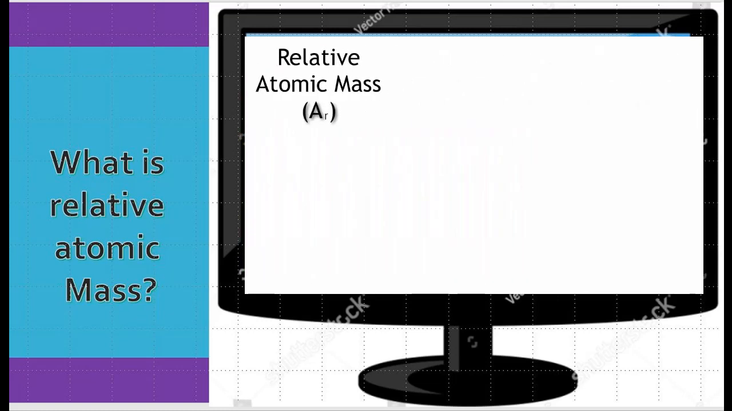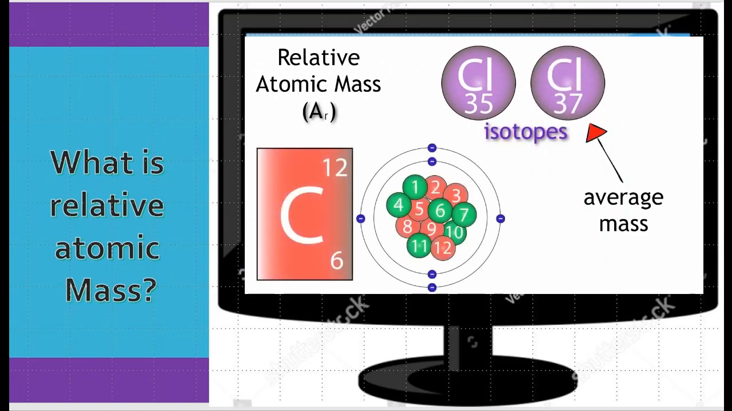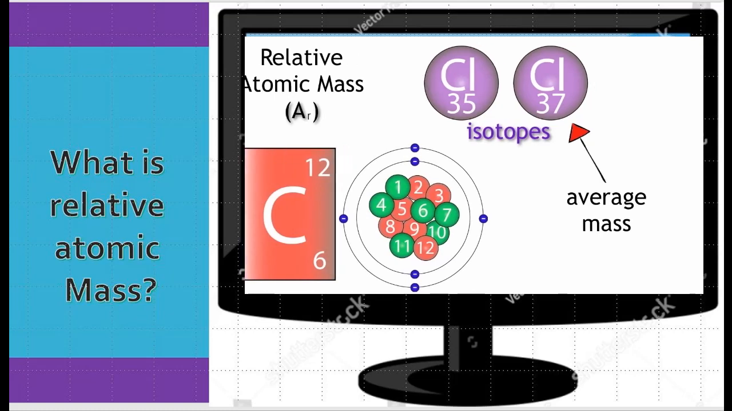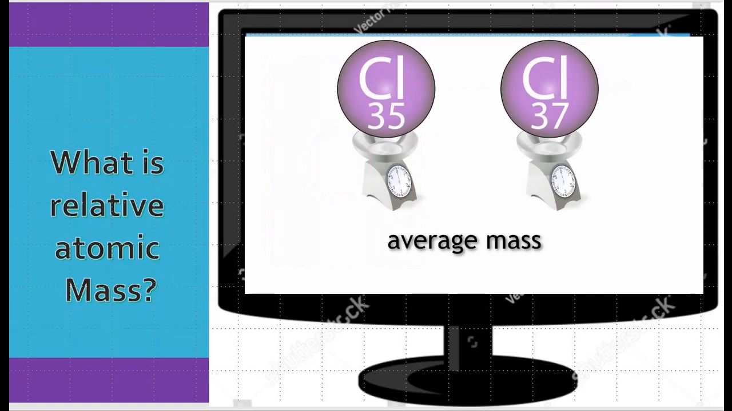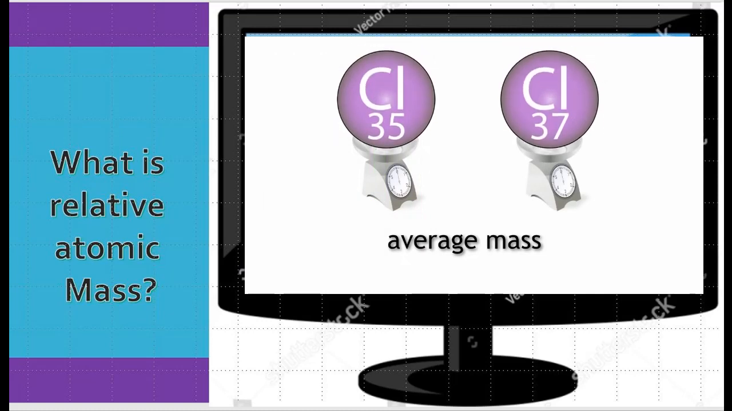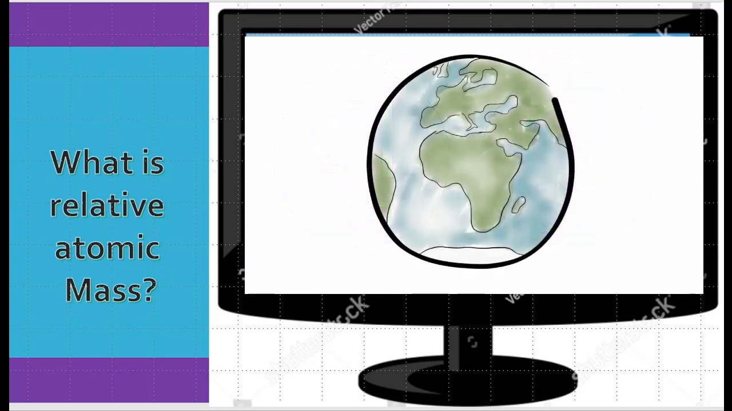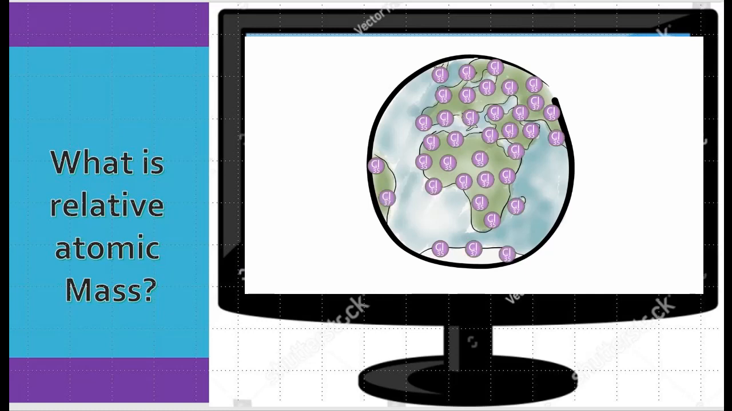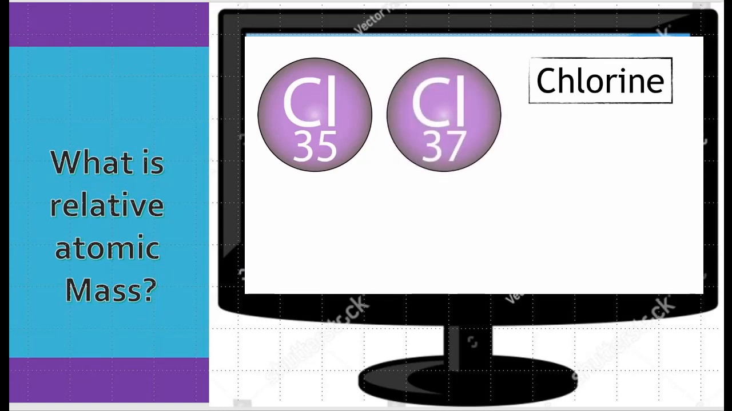The relative atomic mass of an element is defined as the average mass of the naturally occurring isotopes of the element relative to the mass of an atom of carbon 12. On the periodic table, it is the same number as the mass number. In basic terms, it is the average mass of the isotopic forms of the element. When we think about this, we must remember that isotopic forms of elements have different values for their naturally occurring abundance on Earth. For example, let's look at the isotopic forms of chlorine. Some chlorine atoms have a mass of 35, and some have a mass of 37.